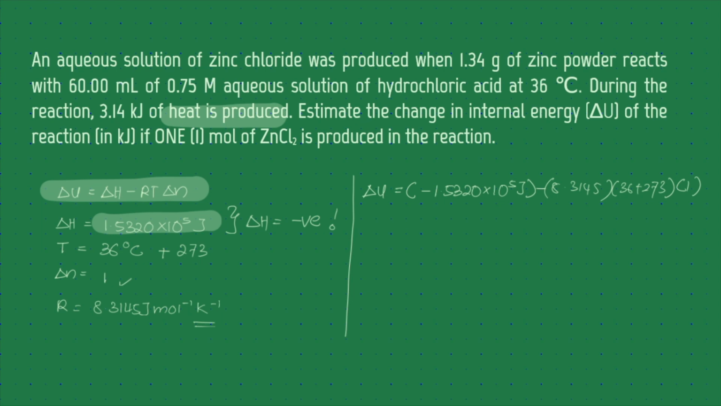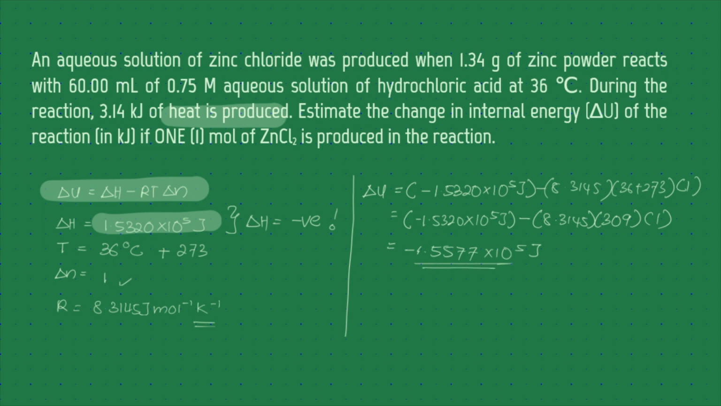So we're just going to copy back negative 1.5320 times 10 to the power of 5 joule minus 8.3145, and the temperature is 309 times 1. Therefore, you will get your delta U equivalent to negative 1.5577 times 10 to the power of 5 joule.